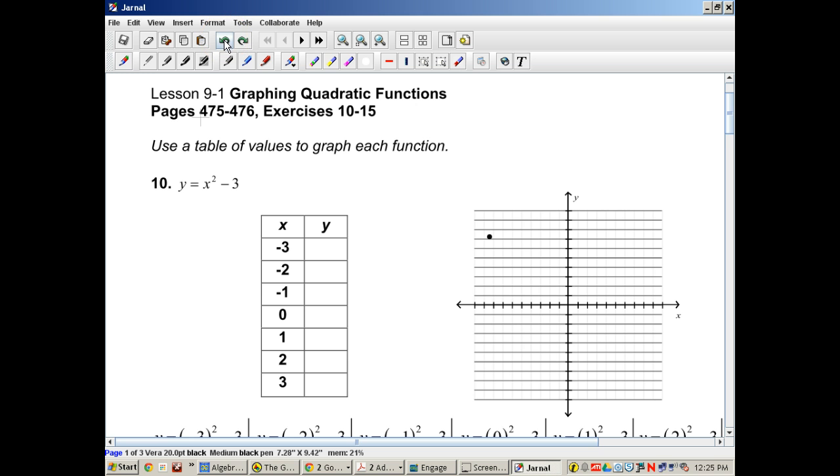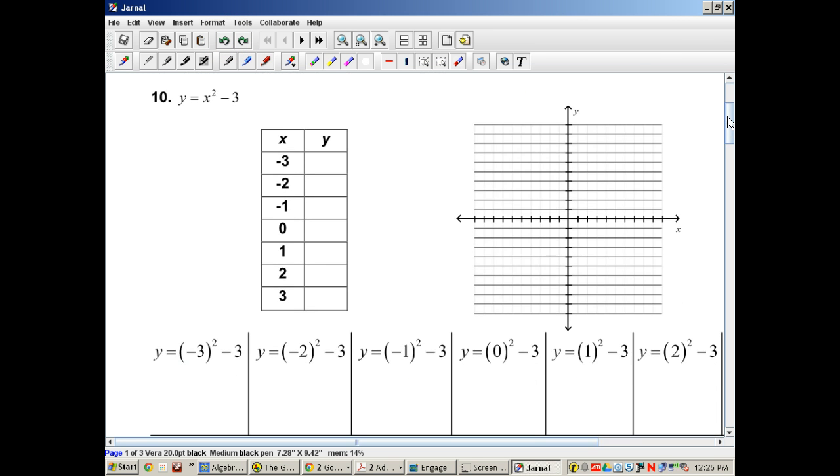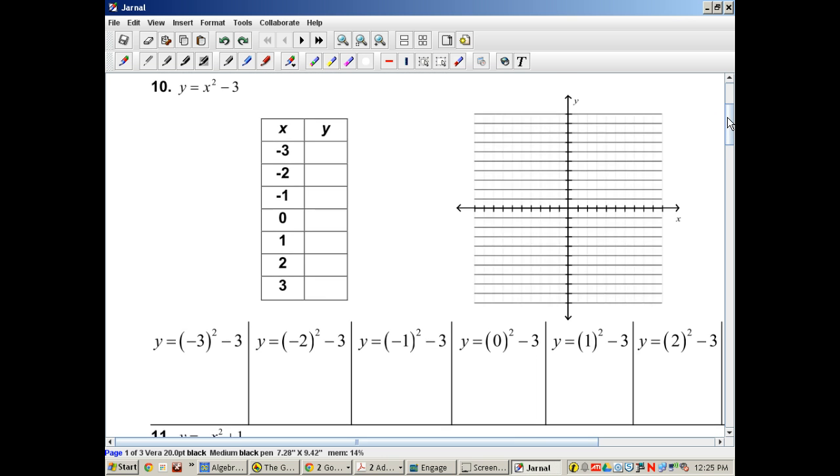Here we go. So let's look at the layout here. You have 6 problems, 2 on each side of the paper. I give you the equation. I give you a t-chart to fill out. I give you all the x values you need to plug in. And I show you a template on how to show your work for each problem.